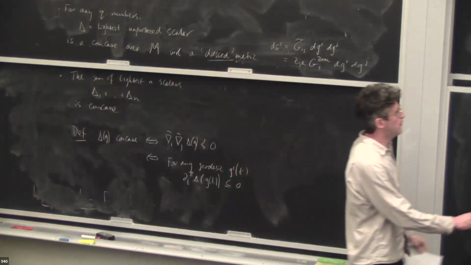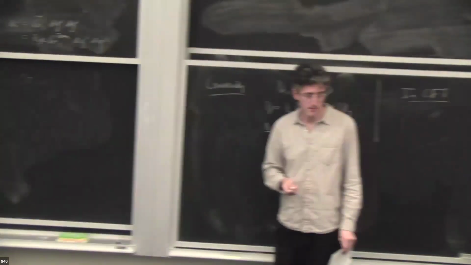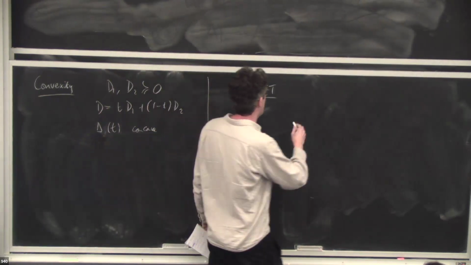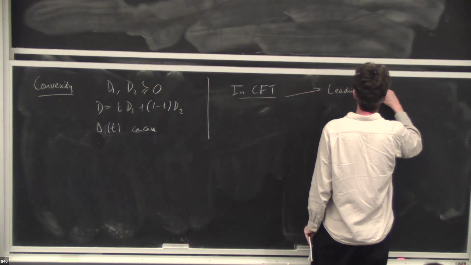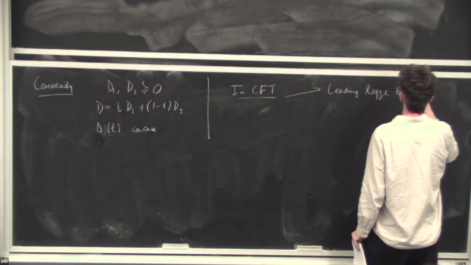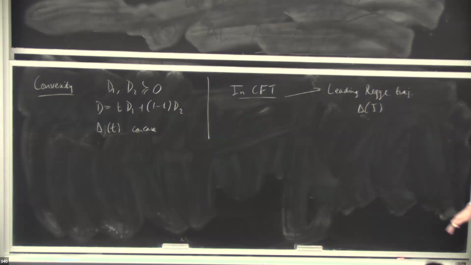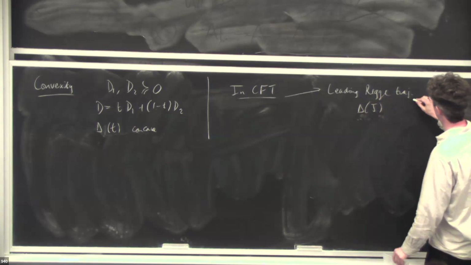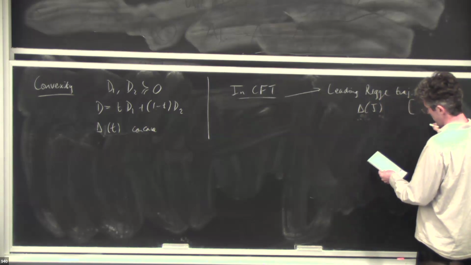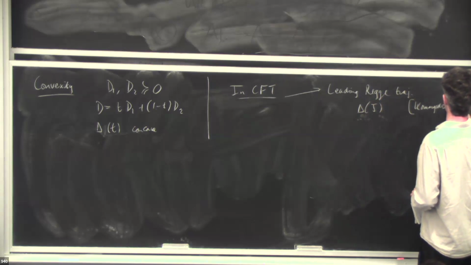And of course, we also have examples in CFT where we know that there's convexity. The main example we all know about is that the leading Regge trajectory has been shown to be concave. So this is the lowest dimension operator with a given spin, a concave function of spin. There are lots of interesting papers about this, but the reference I'll give is Zamolodchikov and Zhiboedov.